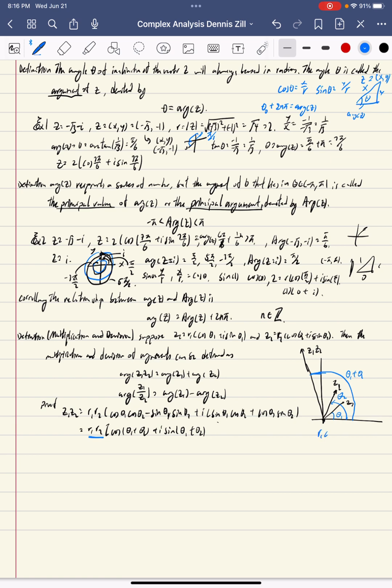So you have R1 cosine theta 1, and this is R1. Now this is R2 cosine theta 2, i R2 sine theta 2. You do see there's a product over here, so you can always factor it out. That's where this term came from. Then you just multiply out. I think that's all the arithmetic.